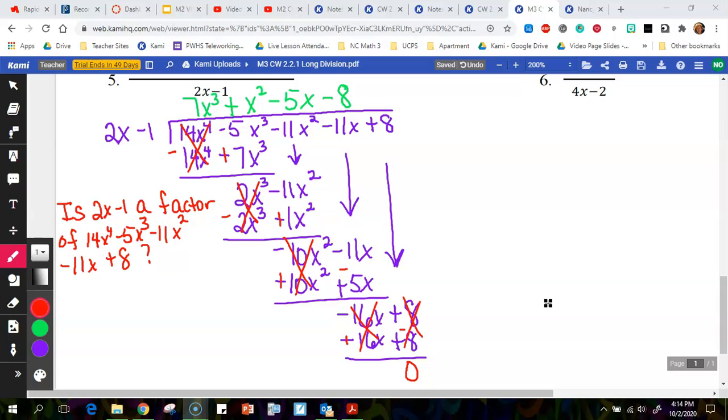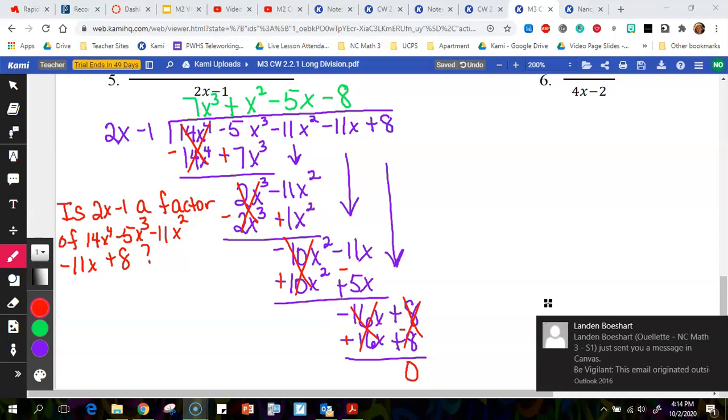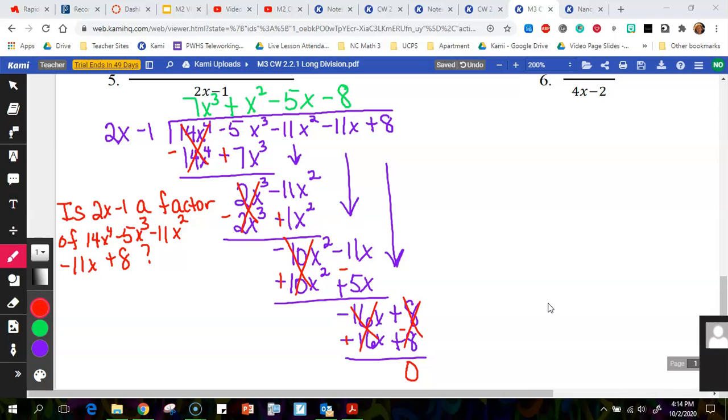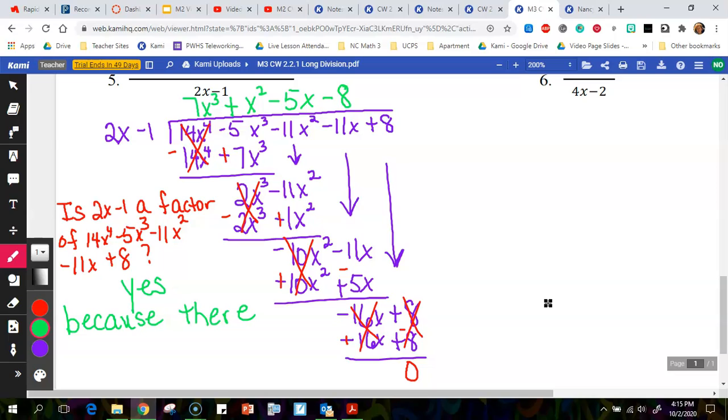All right, so this is what I got, and I got a remainder of 0. So up here in green is what your answer is, and there's no remainder, so there's no fraction you have to put out here. And I wrote right here in red, is 2x minus 1 a factor of 14x to the 4th, and so on, that long polynomial? And the answer would be yes, because there is no remainder, or the remainder is 0.